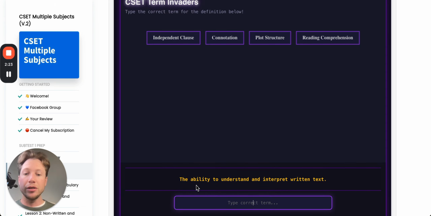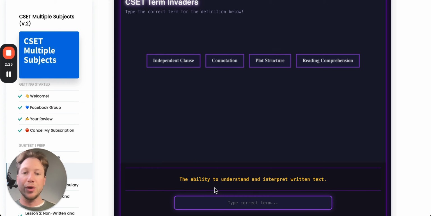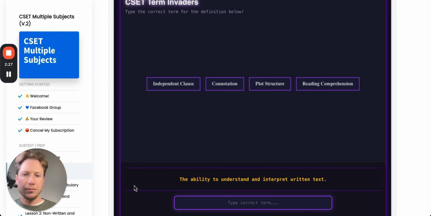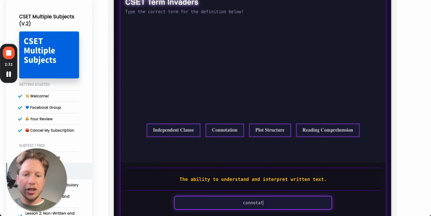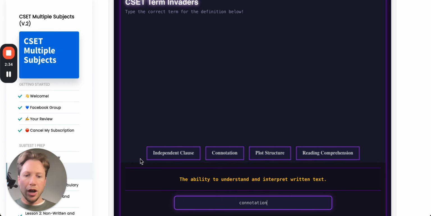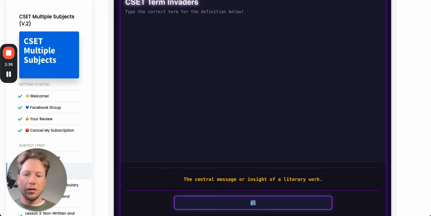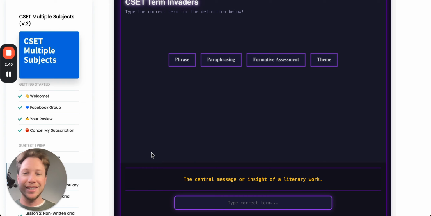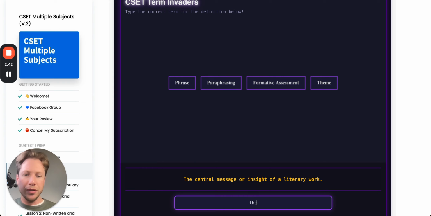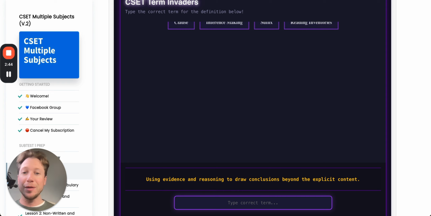So what we need to do, the ability to understand and interpret written text. Oh, did I spell that wrong? Connotation. Oh, no. Uh-oh. Okay. So see right there, there's number one, the central message or insight. Let's go here. The theme. See, there we go. All right, plus 10. Now we're on a roll.